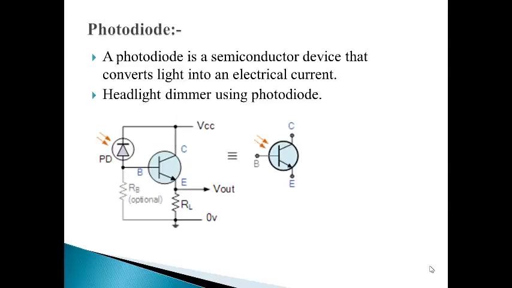Similar to the LDR, a photodiode also does the same. A photodiode is a semiconductor device that converts light into electrical current. A photodiode can also be used for the headlight dimmer. Following is the circuit diagram of a photodiode.